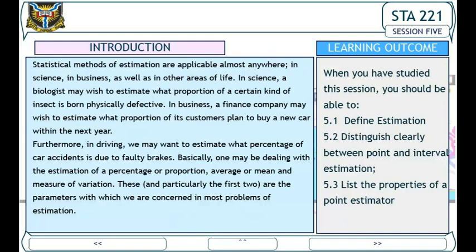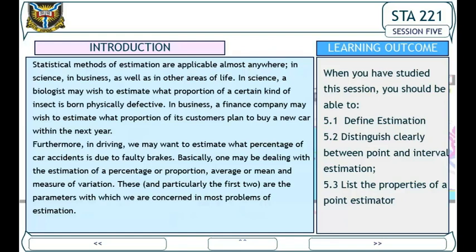Furthermore, in driving, we may want to estimate what percentage of car accidents is due to faulty brakes. Basically, one may be dealing with the estimation of a percentage or proportion, average or mean, and measure of variation. These, and particularly the first two, are the parameters with which we are concerned in most problems of estimation. You will learn about them in the next study session, but in this session you will learn the general principles of estimation. Learning outcomes for study section 5.